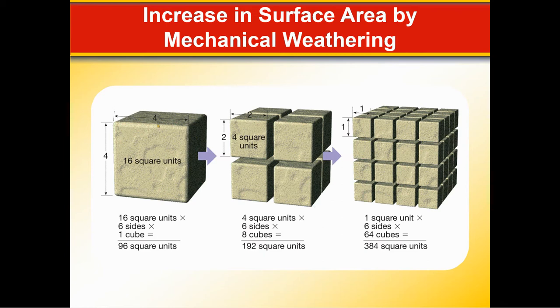So if I just have this block, I only have 6 faces, 6 square units, all right? A cube has 6 sides, and these 6 sides are what is going to be weathered. When it's broken up, you can see there are more surface areas now. There are more surface areas, and here even more surface areas. Okay, so the more surface areas that are showing, the faster it will go through weathering processes.